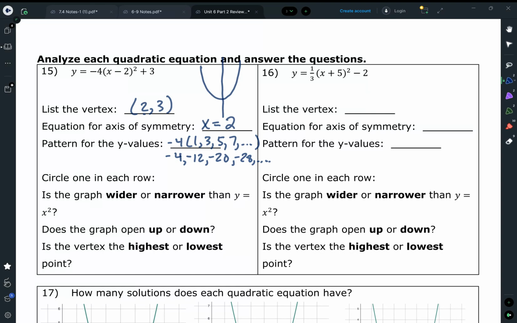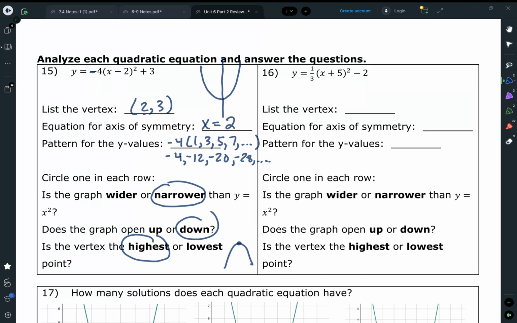Circle each row. Well, because I'm multiplying by a 4, my graph is going to be not wider. I don't know why I went to circle it. It's going to be narrow. We are vertically stretching all of our y values because we're multiplying them all by 4. So our points are going up higher and our graph's becoming skinnier and narrower. The graph is going to open down because of the minus sign. And because my vertex is at the top, it's going to be the highest point of the graph.